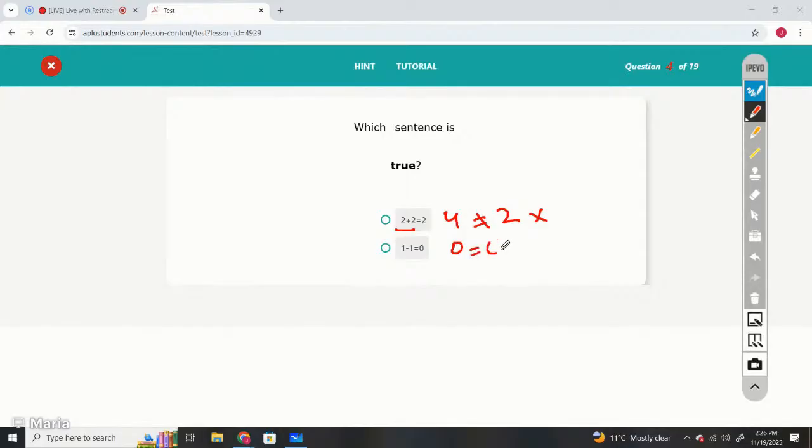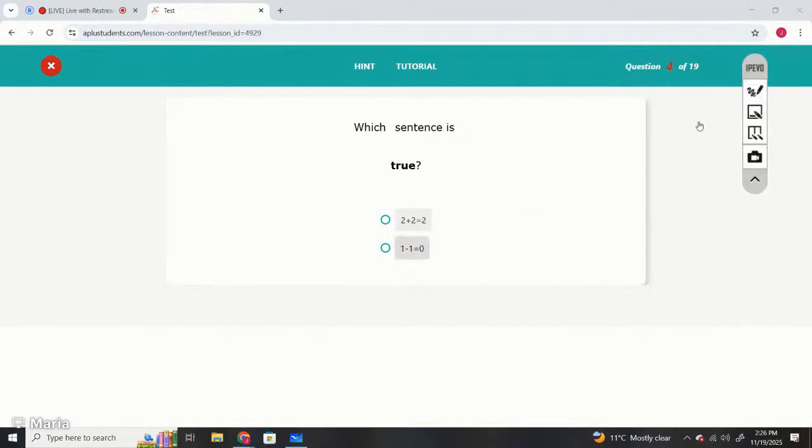1 take away 1 is 0, and 0 is equal to 0. So option number 2 is the correct option. Very good. 1 minus 1 is 0. Option number 2 is the correct option.